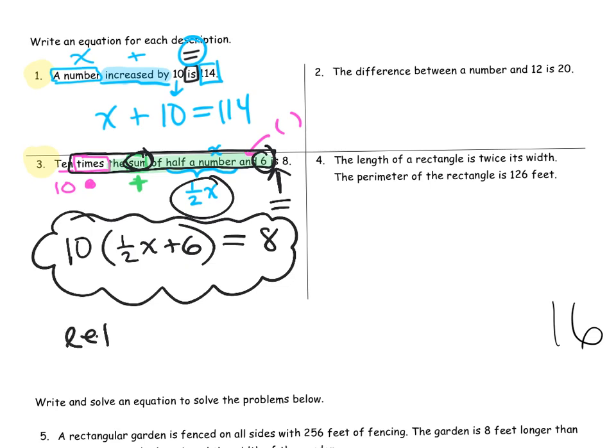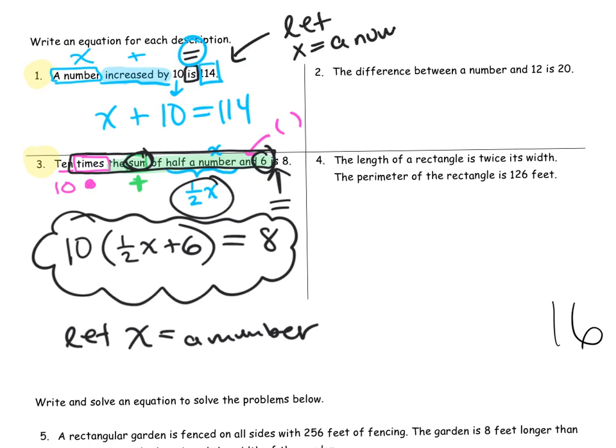So I would just say let x equal a number. And then the same thing over here, we need let statements. Let x equal a number. Let's also do 2 and 4 together. I know word problems tend to be a little bit more tricky, but again, we just got to break down the words.